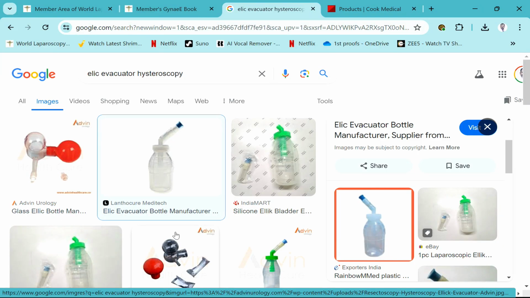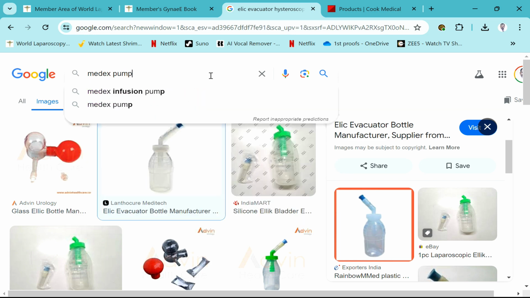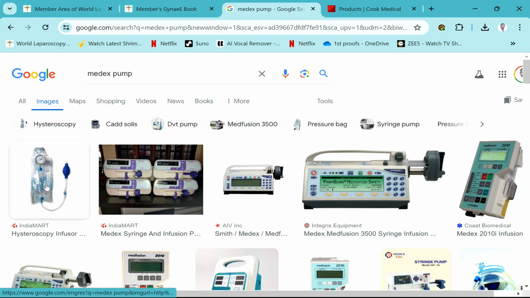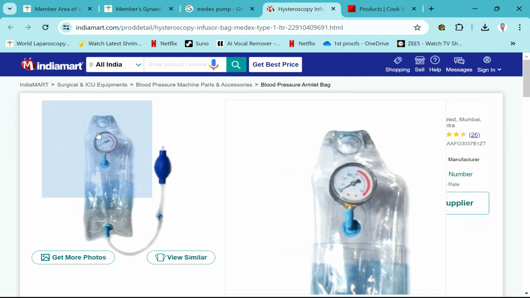But this is very crude. Here you can also use the pump, and it gives you very good pressure if you push it inside. But the drawbacks are that air embolism can happen and there is no measurement. So always use either a Medex pump, Hysteromat, Endomat or Hysteroflator. This is the Medex pump. It is very good and it comes in different sizes of bag, 1 liter, 3 liter. It has a meter and a safety valve, so if anything happens, it will open.